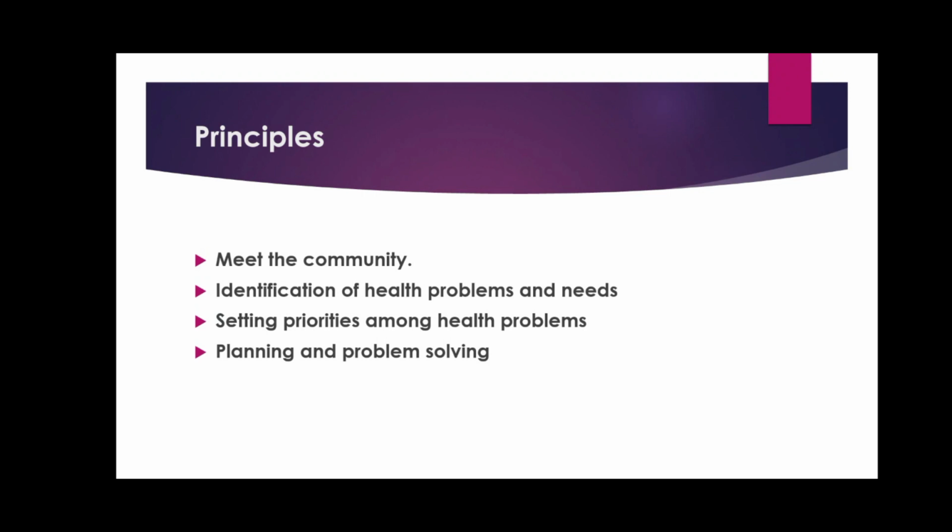So those are the four criteria: first is frequency, next is seriousness, third is feasibility, and urgency of the problem. According to that, the nurse sets the priority of the health problems among the community people. The last principle is planning and problem solving. So first is meet the community, next is identification of the needs and health problems, third is setting priority of the health problems, and last is planning and problem solving.